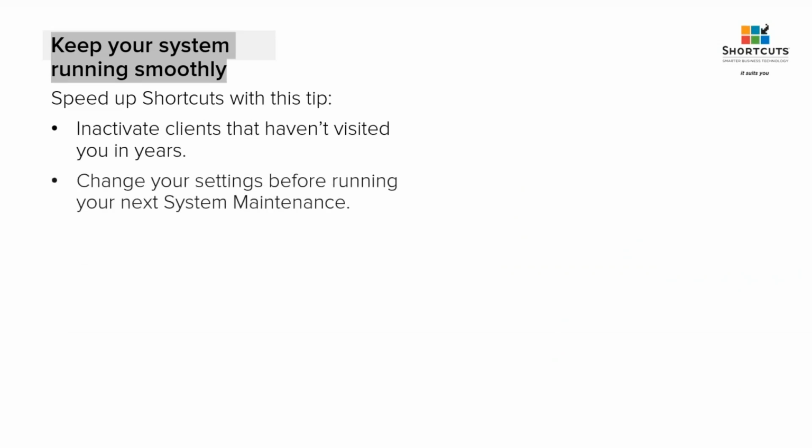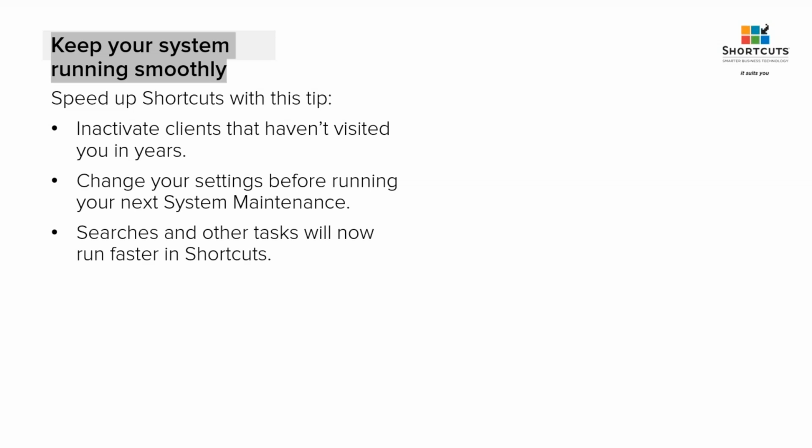So once you start merging your clients, once you start speeding up the process, if you want to make sure that moving forward, you're less likely to deal with duplicates, or if there's another way for Shortcuts to keep your system running smoothly, you actually have the ability to make customers that haven't visited you in a few years inactive. And you want to set this up before running your next system maintenance. So in addition to merging clients to speed up your database, you can also deactivate old clients. So how do you do that?